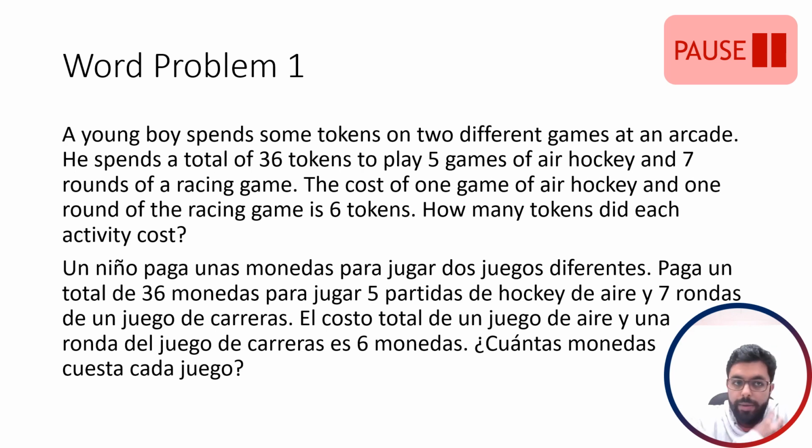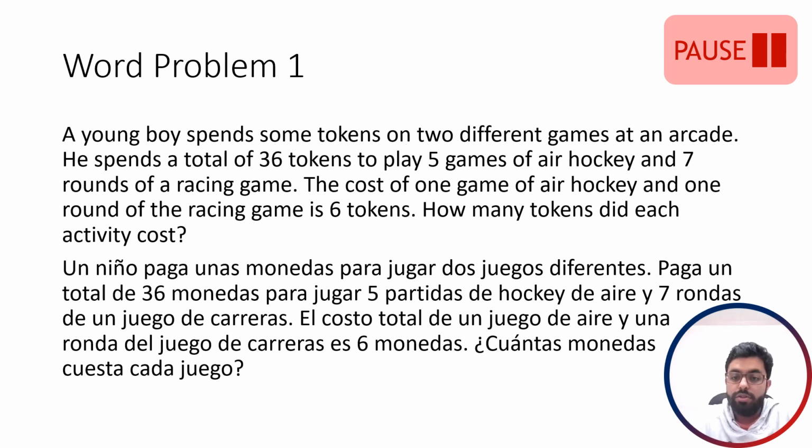So word problem number one. A young boy spends some tokens on two different games at an arcade. You can picture an arcade at a movie theater or something like that. He spends a total of 36 tokens to play 5 games of air hockey and 7 rounds of a racing game. So that's 36 tokens in total. He's spent 36 tokens, and for that he was able to play 5 games of air hockey and 7 rounds of the racing game.